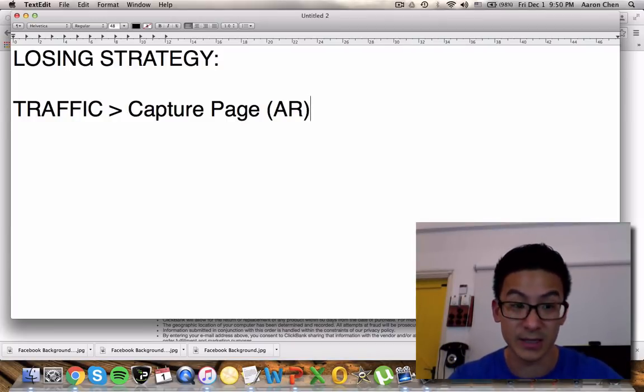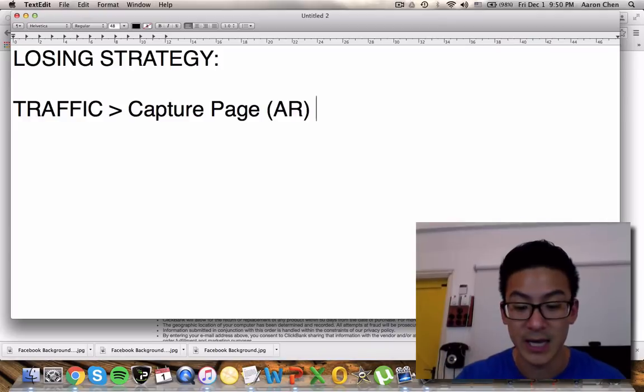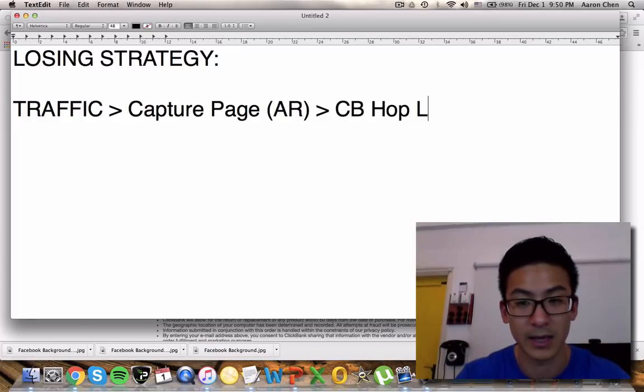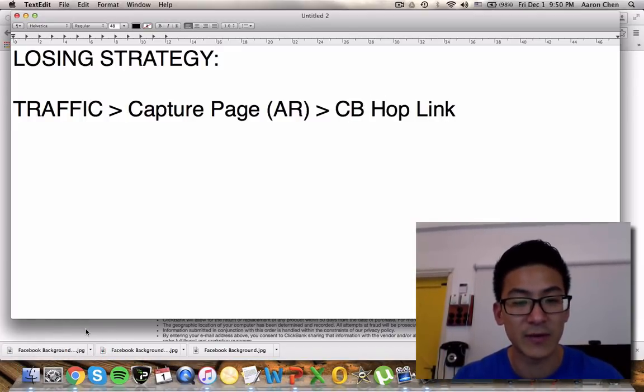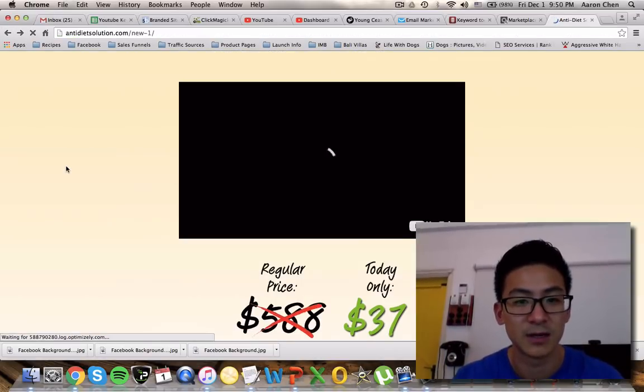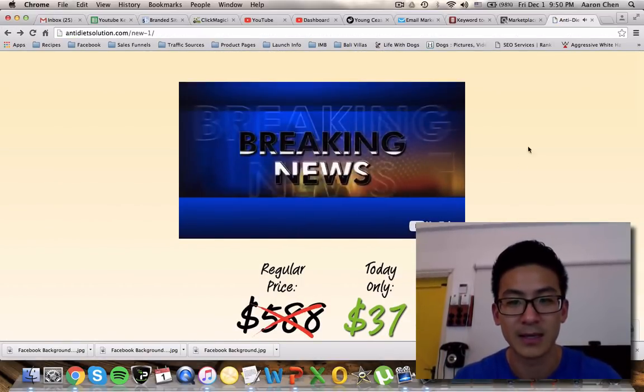So this is what everybody does. They drive traffic to a capture page, and then they drive it directly to the hop link. So the Clickbank hop link. Okay. So what happens is people drive traffic, it goes to a capture page, and then people basically see the sales page directly. Okay. That's what everyone's doing.